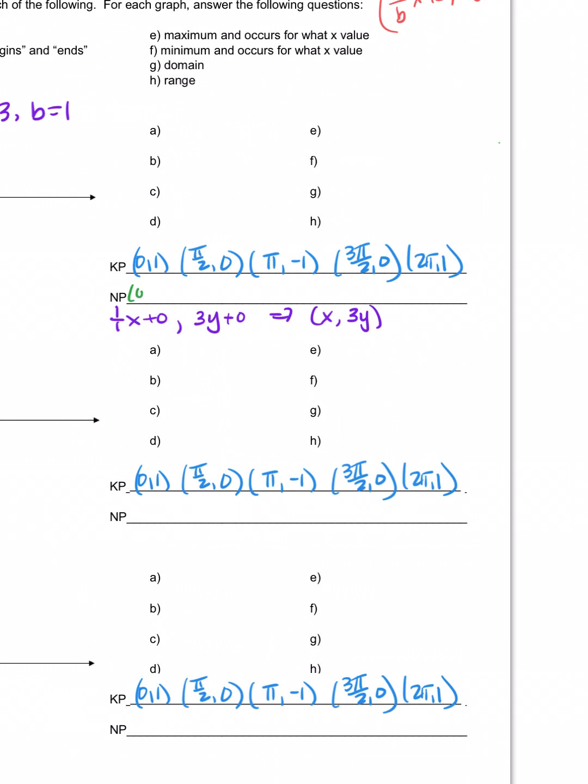X is going to stay the same, so 0, 1 times 3 is 3. Pi over 2, 3 times 0 is 0. Pi, -3. 3 pi over 2 stays the same, 0 times 3 is 0. 2 pi, 1 times 3 is 3. All right, here's my new points.